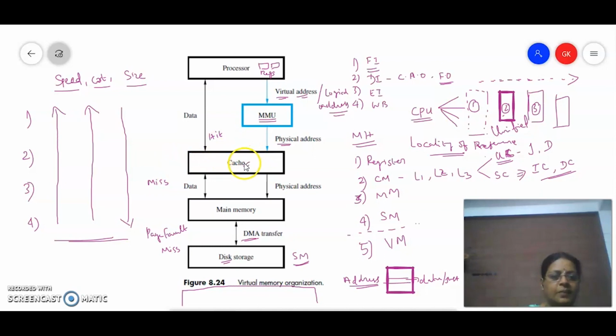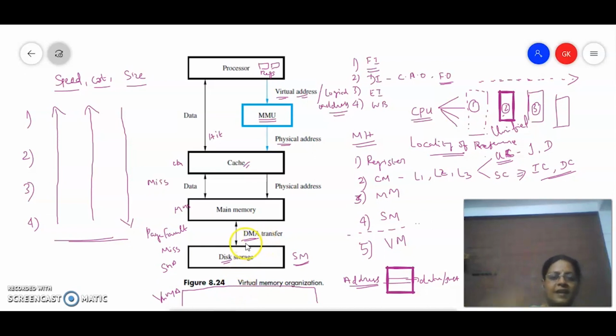If it is the cache memory, it will be referring to the cache address. If it is referring to the main memory, it is going to be the main memory address. And if it is referring to the secondary memory, it is going to be a secondary memory address. And if it is referring to the virtual memory, it is going to be a virtual memory address. So the address is going to vary at each level. The same information brought across different levels will have different addresses.